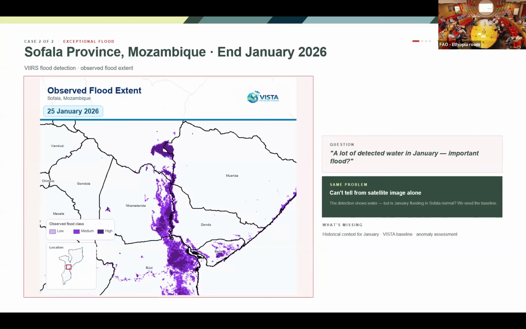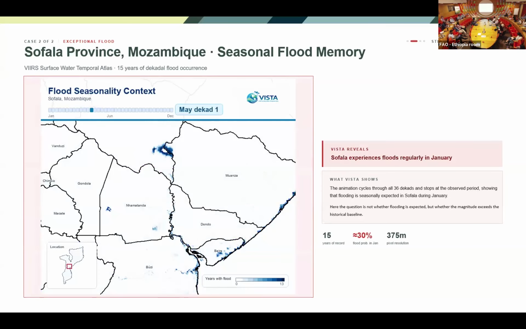Opposite example, image taken on January 26th, last week of January, in Sofala province near Beira. There's a lot of water again. Let's have a look at what Vista tells us for this decade of the year. We are approaching the wet season, the third decade of January. Here it is. So there are large areas that are expected to be wet. But we also know that major floods occur during the wet season. They occur during the cyclone season where some areas are supposed to be wet anyway.